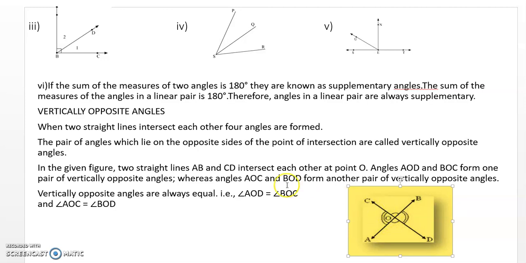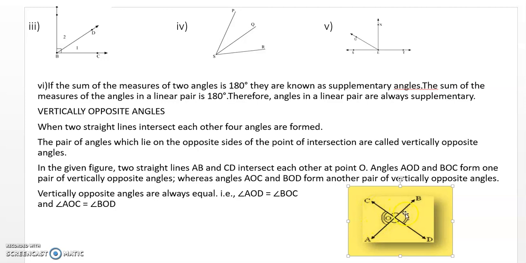The pair of angles which lie on the opposite sides of the point of intersection are called vertically opposite angles. Here it is given that AB and CD intersect each other. Then angles AOD and BOC form one pair of opposite angles.